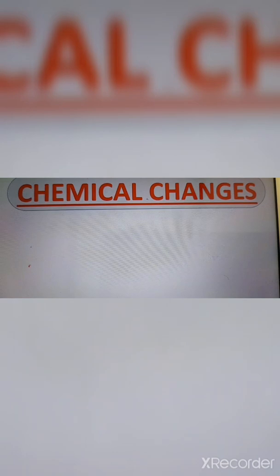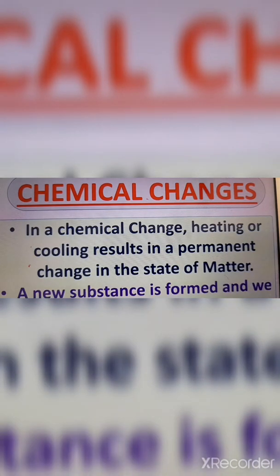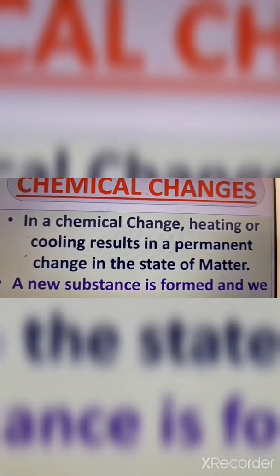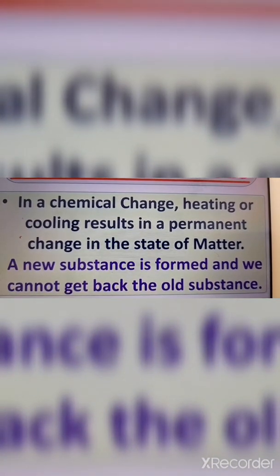So let us learn about chemical changes. So here, in chemical changes, heating or cooling results in a permanent change in the state of matter. It is permanent in the chemical state. Okay, a new substance is formed and we cannot get back the old substance. In chemical changes, we get a new substance.